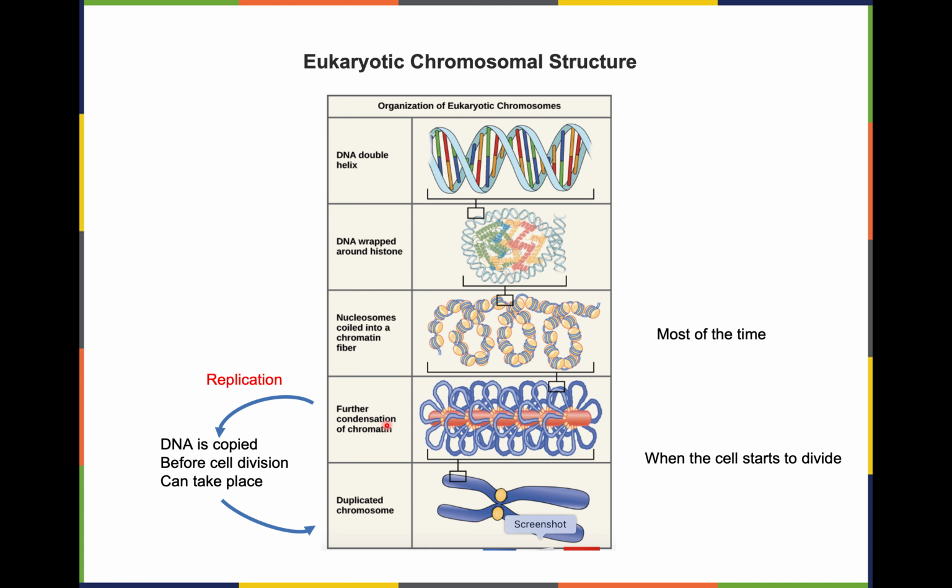So replication and condensation. And this condensation happens right before the cell starts dividing. And you'll see a structure something like this.